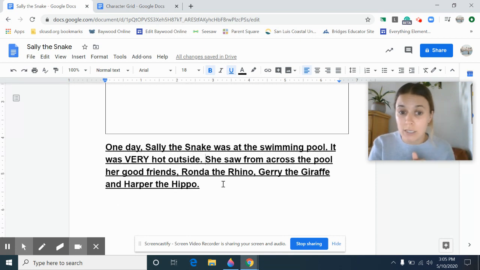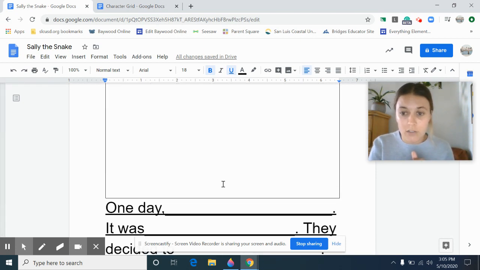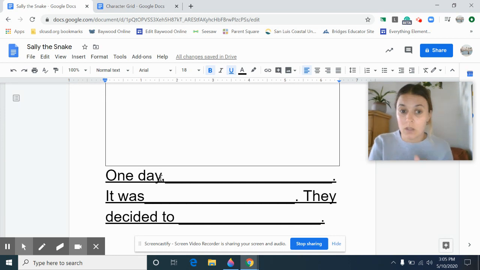What you can do right now, okay, is you can use this. One day, blank was blank. It was blank. They decided to blank. Now, you don't have to use these. Remember, Miss Klein said you can start with once upon a time, one night. So you need to think about your story and kind of change your beginning. But this is a great way to jumpstart your brain into writing the beginning of a character adventure story.